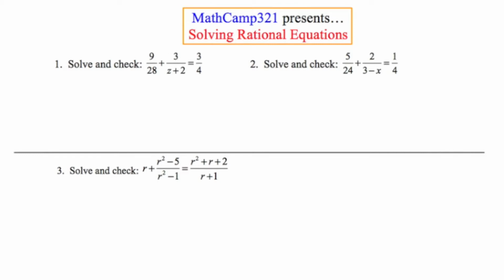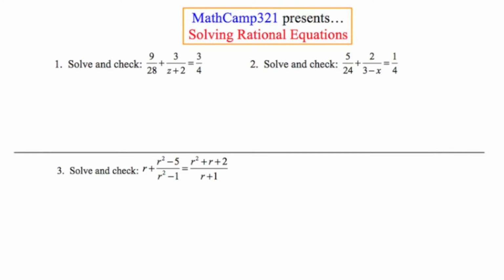In this video I'm going to give you 6 examples of how to solve rational equations, and the key concept to keep in mind here is to find the LCD of your denominators and then rewrite each fraction with that LCD. So let's look at example 1.